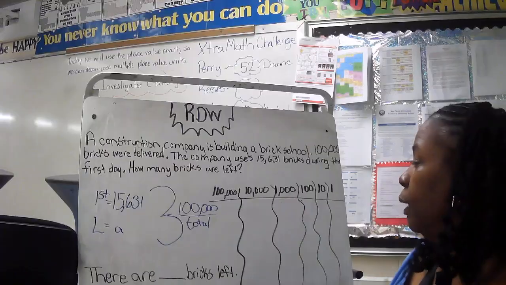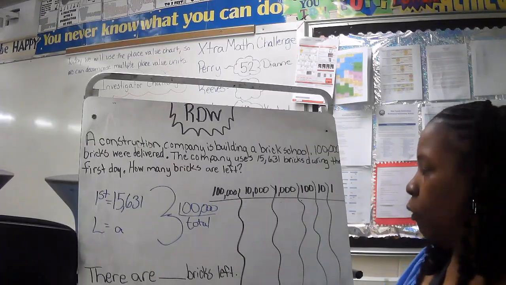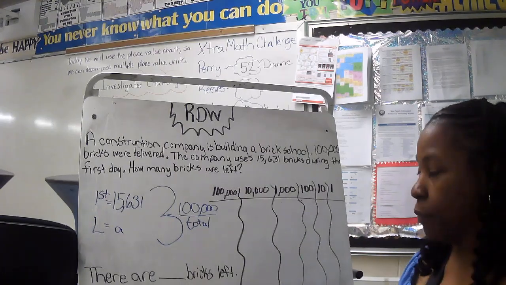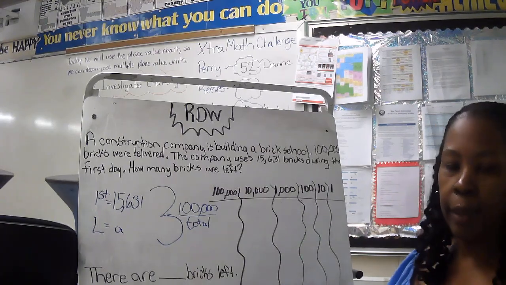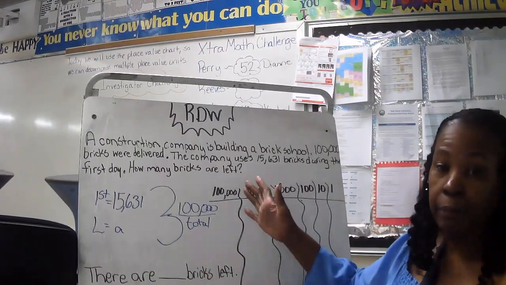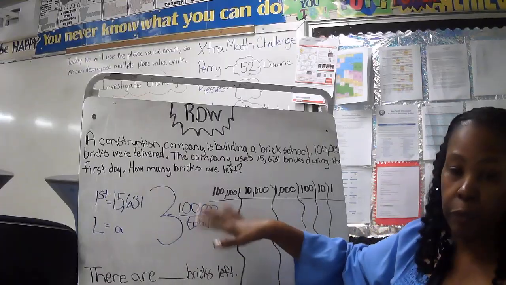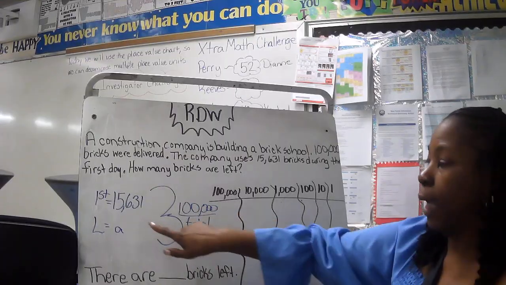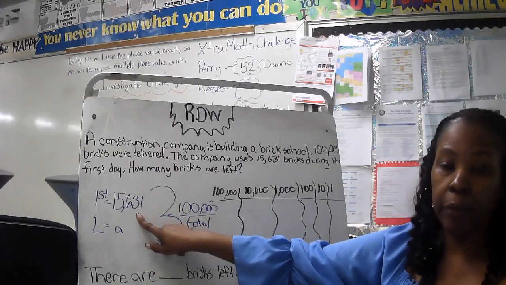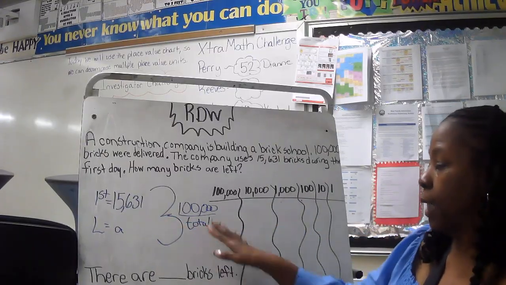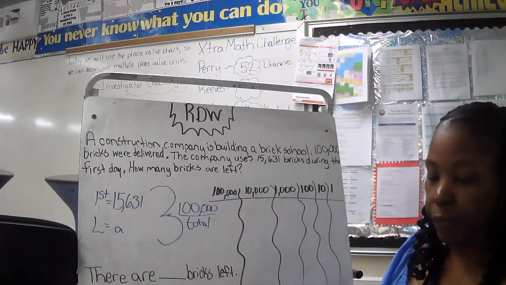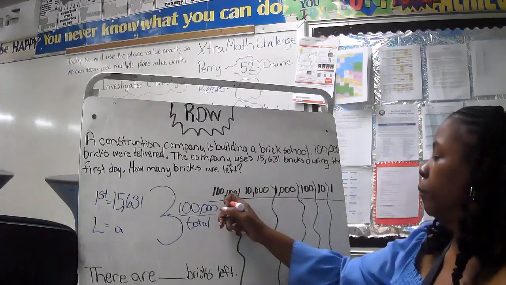So we have it labeled out. Now we're going to do some work. So we know our total is 100,000. So we know already we're not going to add. And the reason we're not going to add is because they gave us the total. Whatever you do here, it cannot be over 100,000. So we know we're not going to add 15,631 to it, because it'll be a bigger number, right? Bigger than the total. So we're going to take the total amount of bricks that they were given, which is 100,000. So let me write that.